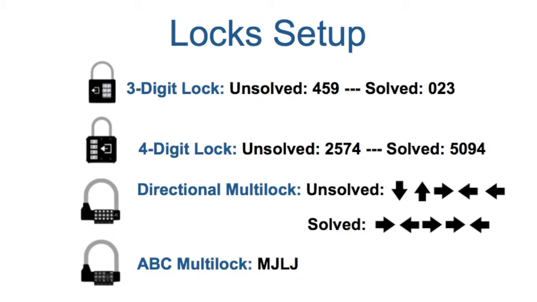For the directional multi-lock, I suggest that the unsolved state be down, up, right, left, and then the solved state will be right, left, left. They will be able to solve it because there will be several prompts throughout the slideshow that will allow them to understand the different directions. For the ABC multi-lock, they will be prompted by the initials of two of the best basketball players, Michael Jordan and LeBron James, and that is where they will receive MJ and LJ in order to solve this.